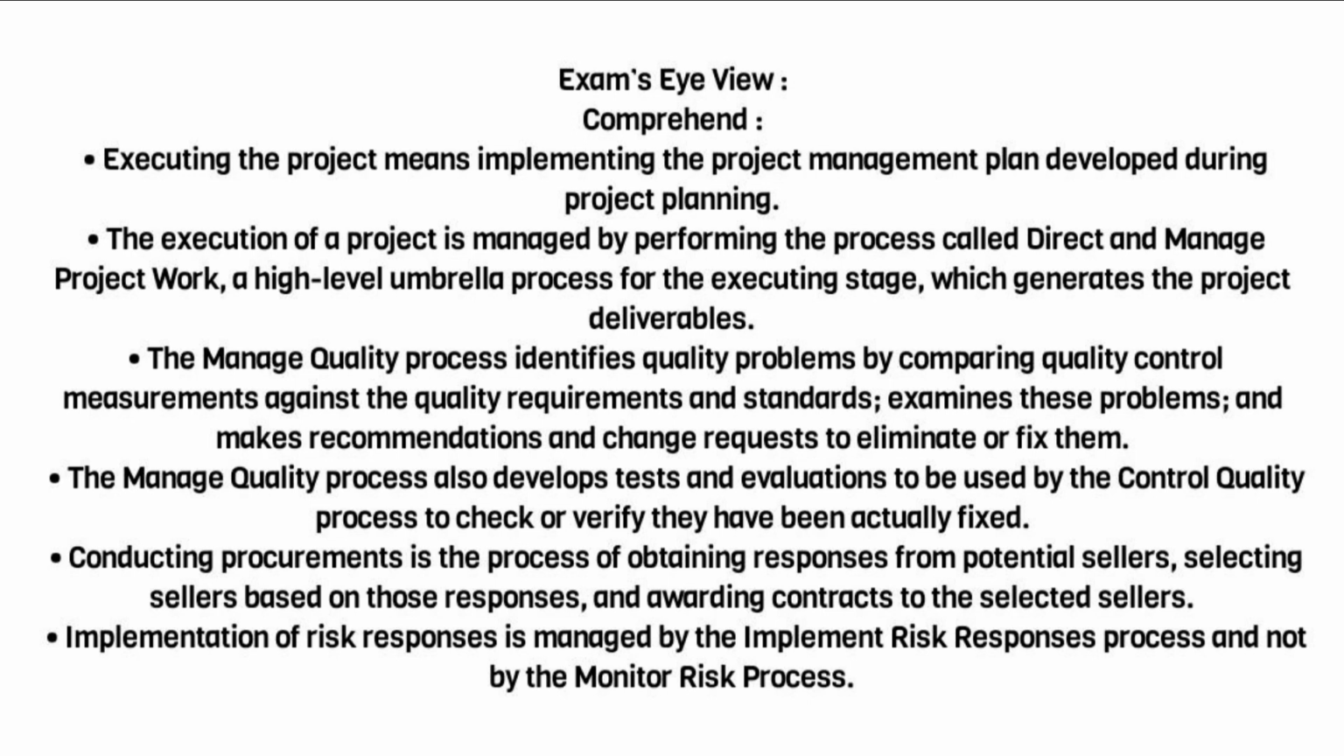The manage quality process identifies quality problems by comparing quality control measurements against the quality requirements and standards, examines these problems, and makes recommendations and change requests to eliminate or fix them. The manage quality process also develops tests and evaluations to be used by the control quality process to check or verify they have been actually fixed.